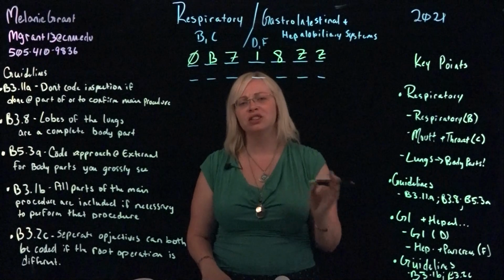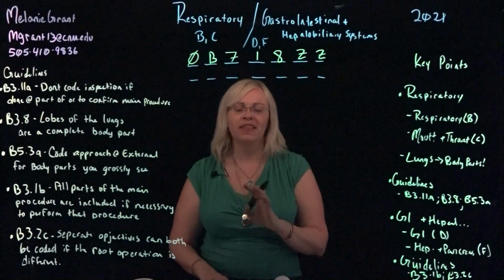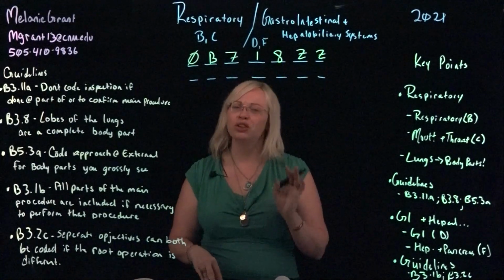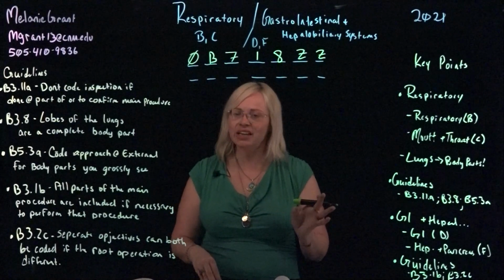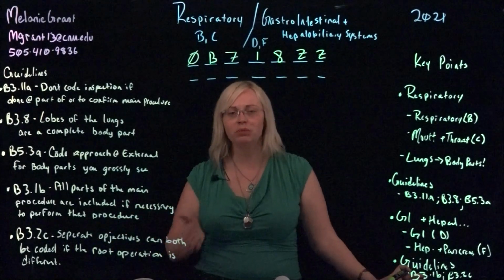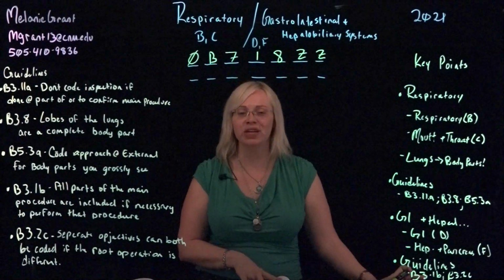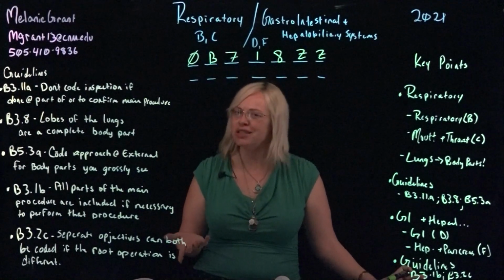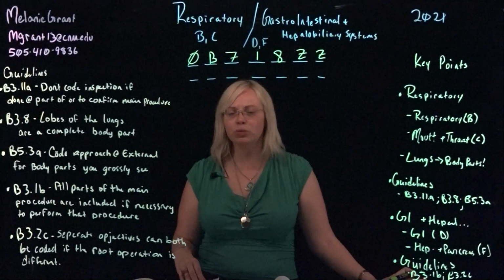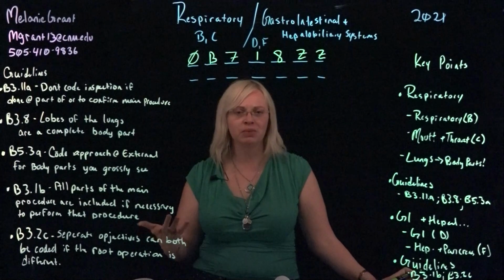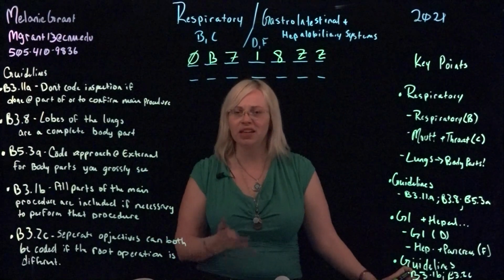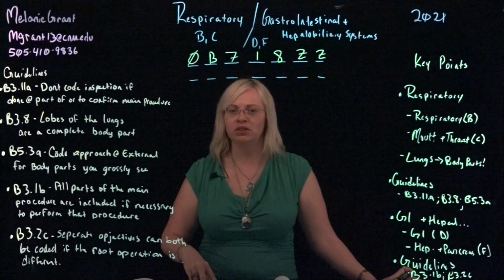If, however, there's additional procedures that are done that aren't necessary in order to do this particular procedure, those would be coded separately. And a guideline for B3.2c tells us that if there's different objectives or different problems that are being addressed at the same time, so long as they have a different root operation, they can both be coded together. Those are really important, especially in the GI system, because oftentimes you'll see multiple objectives and things identified that the provider may want to focus on.